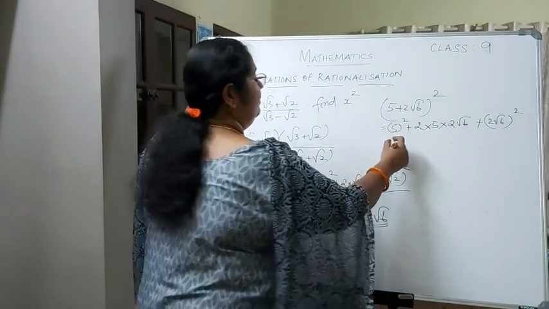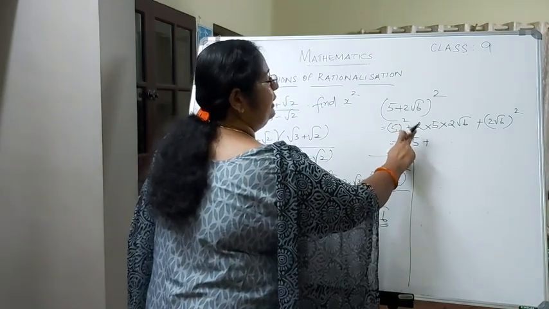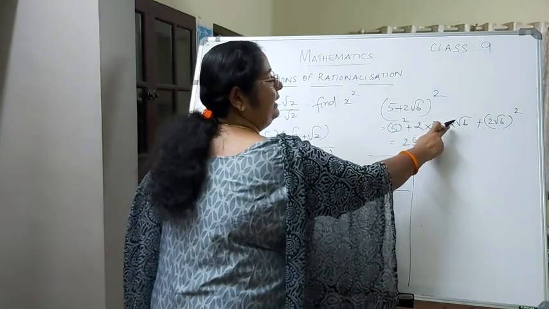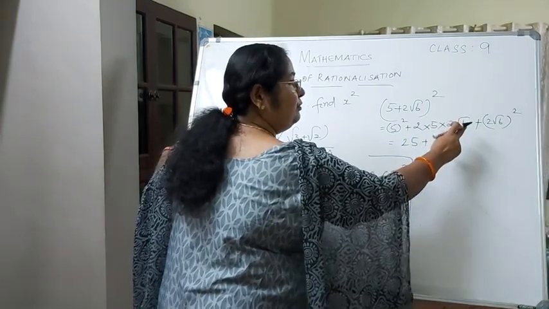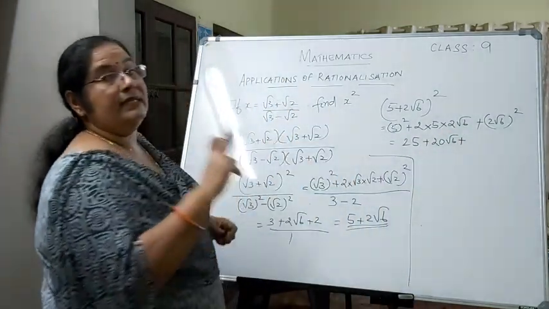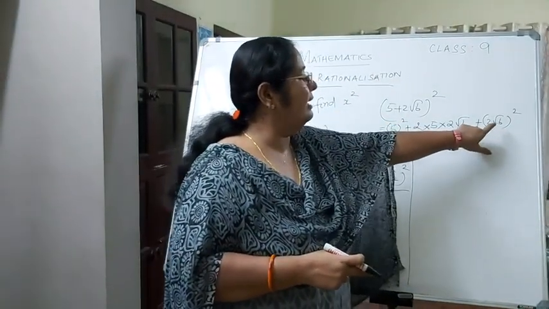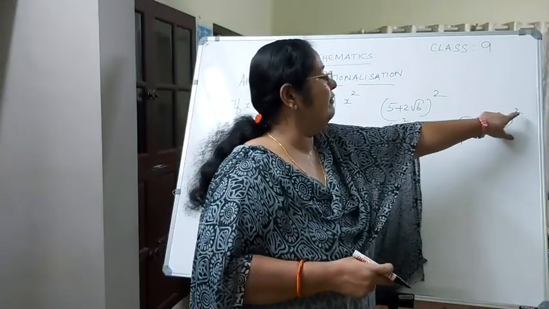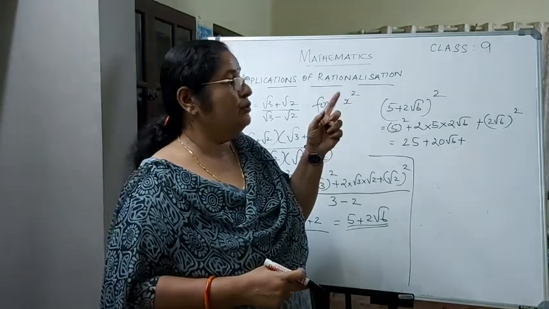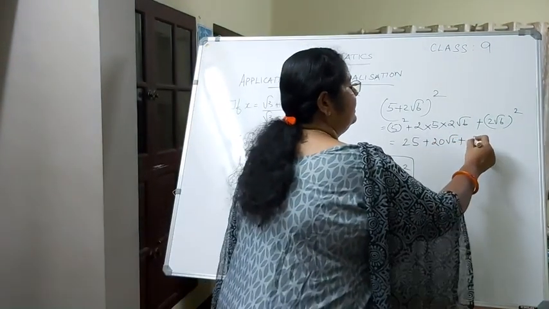Now what is this equal to? 5 square is 25 plus 2 into 5 into 2 root 6. So 2 into 5, 10, into 2, 20, into root 6, 20 root 6. This will be 20 root 6 plus (2 root 6) the whole square, means you have to square both these terms and then multiply. So 2 square will be 4, root 6 square will be 6. So (2 root 6) the whole square will be 4 into 6, which is 24.